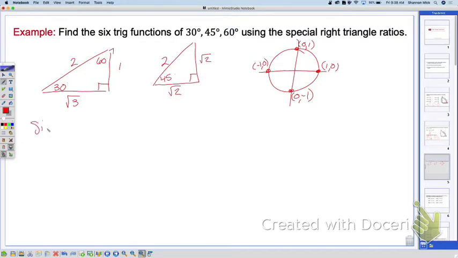Okay, so I want 30. Did I say this 6? I'm not going to have room for all 6, but bless you.